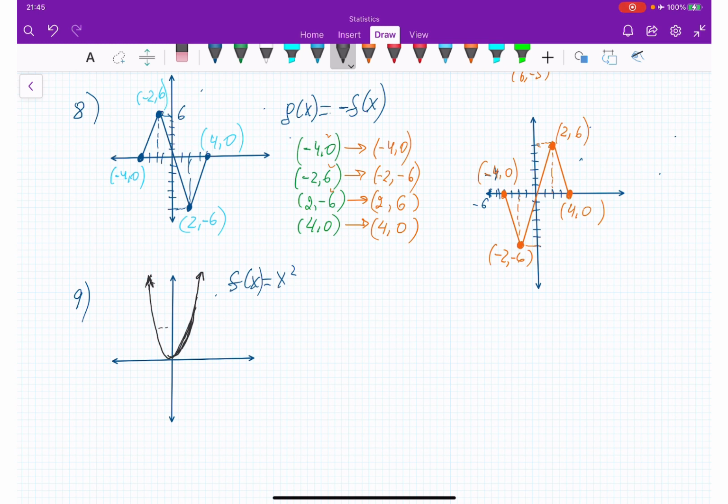Okay, this is our f of x. Now we need to build the graph g of x is equal x squared minus 4.